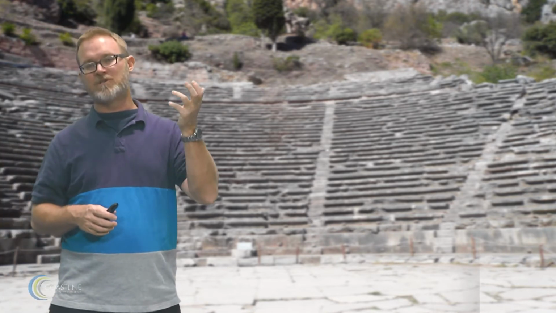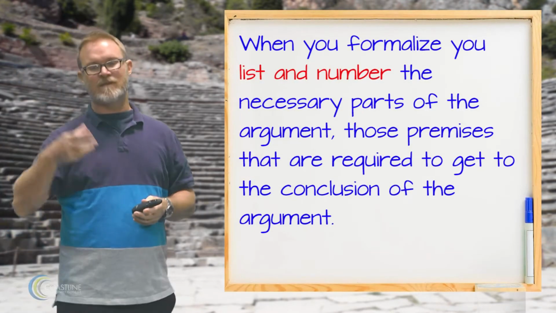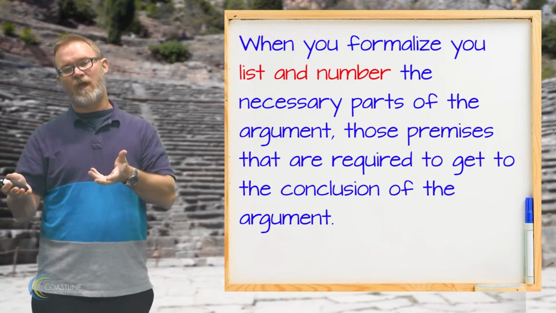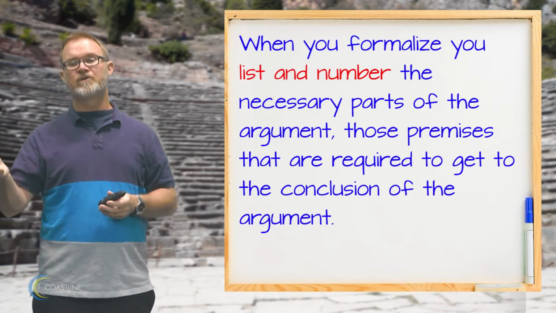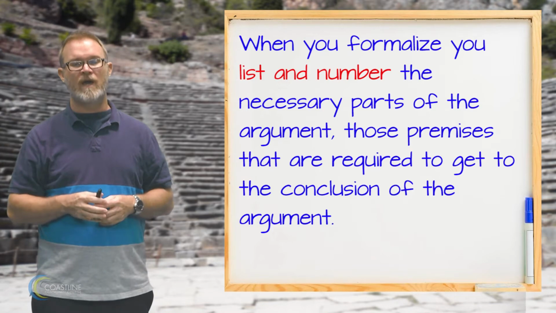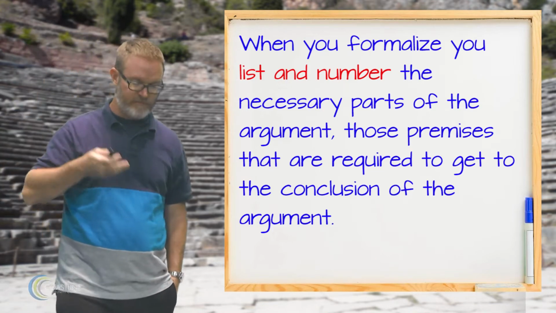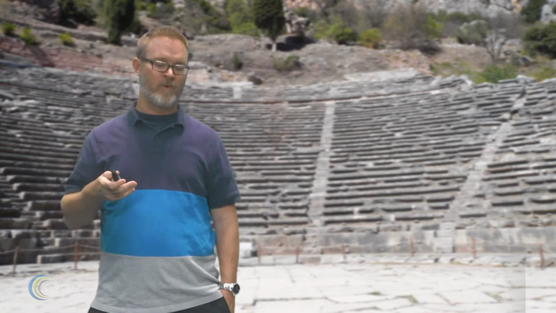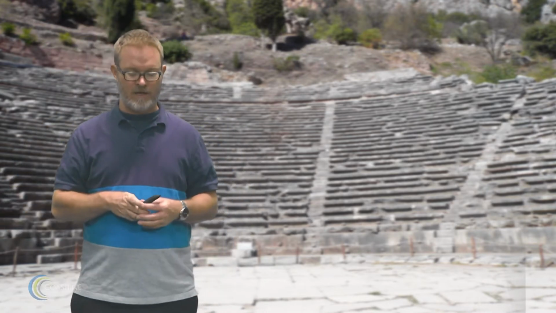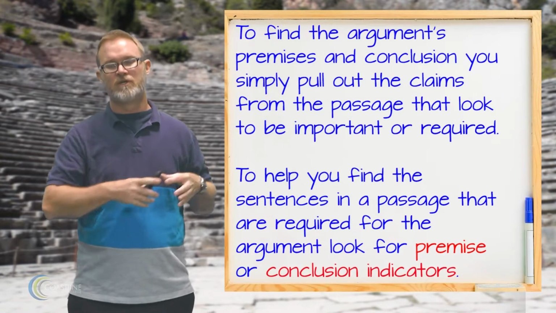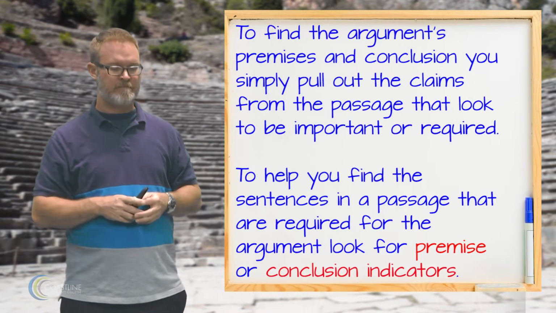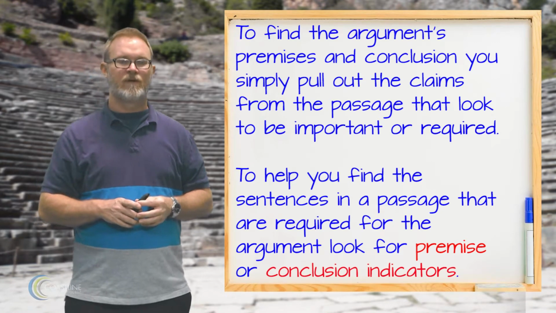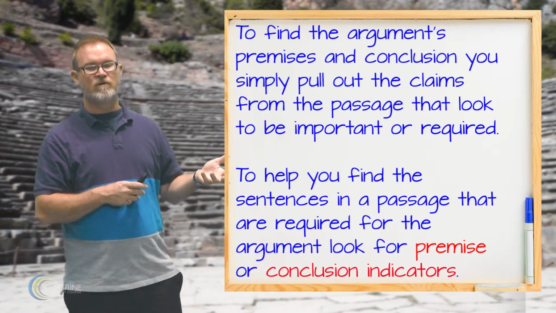Usually a formalization will consist of a listed and numbered set of claims. The last claim will be the conclusion of the argument, and listed before that would be a set of premises. So that's the idea. When we're formalizing, we start with the passage and pull out the premises and conclusion of the passage. So the question is, how do we do that?